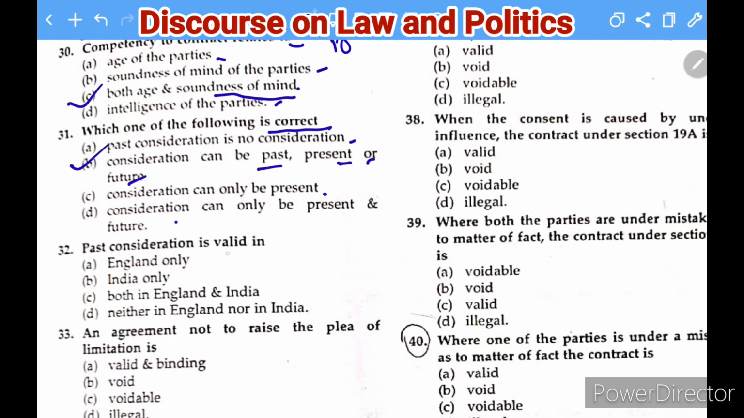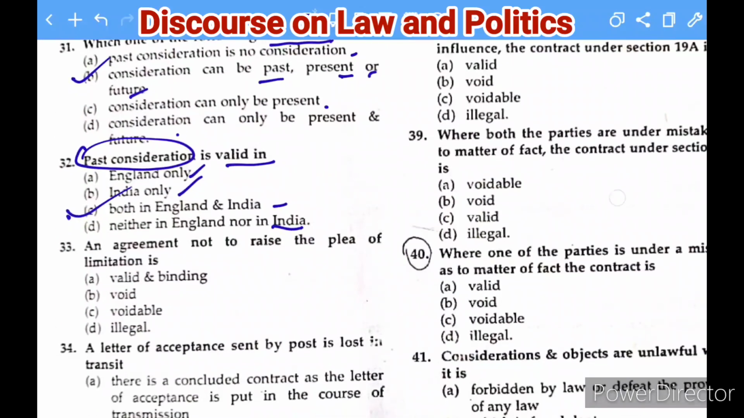Past consideration is valid in England only, India only, both in England and India, neither in England nor in India. So just give your answer here. Waiting for your response. Yes, it is in both England and India.